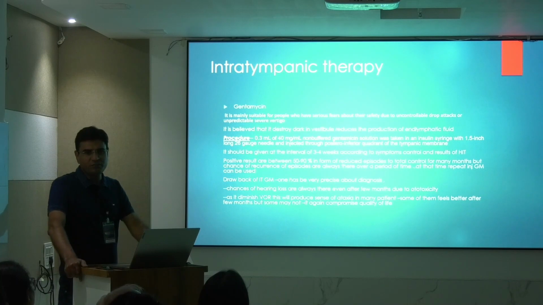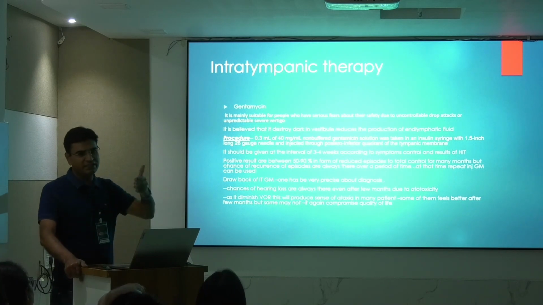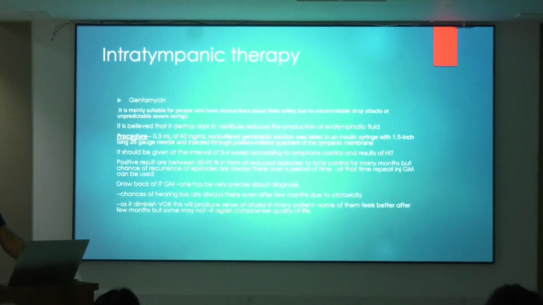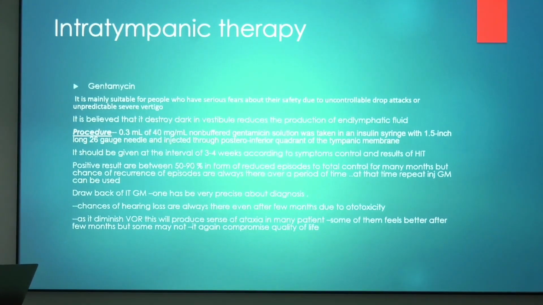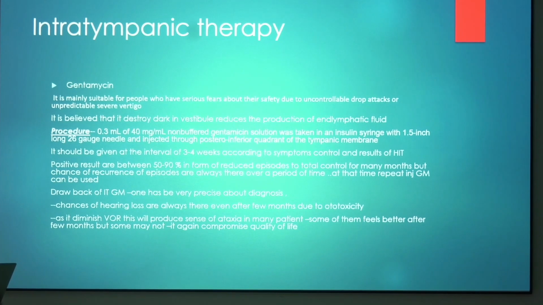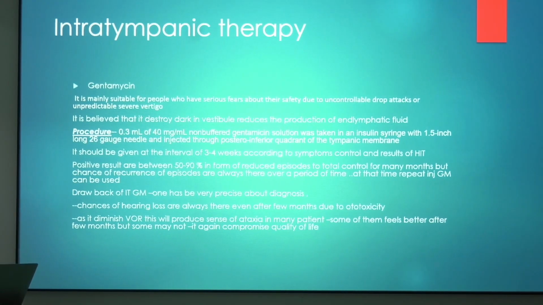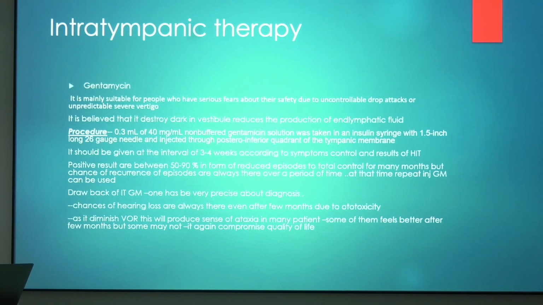Routinely, one injection is given, then after an interval of 3 to 4 weeks, a second, third, or up to 5 injections can be given, and response should be measured with the control of symptoms and abnormalities of the head impulse. Here, your head impulse should go abnormal. This is the most important criterion when we inject gentamicin.